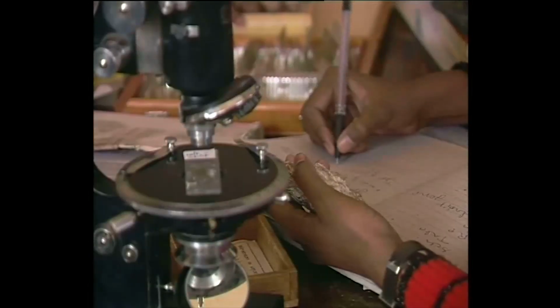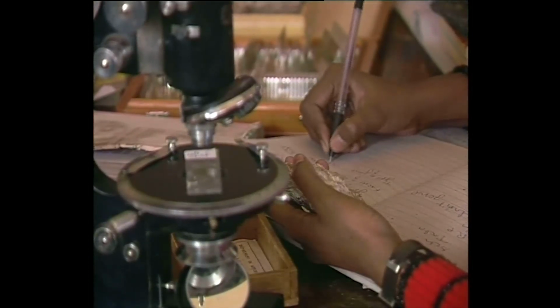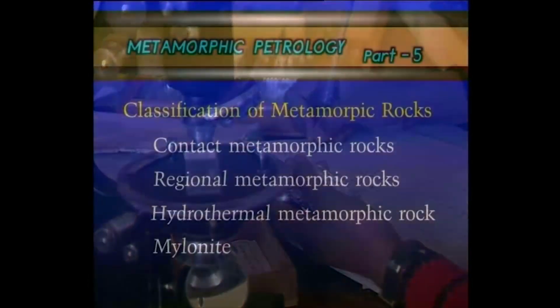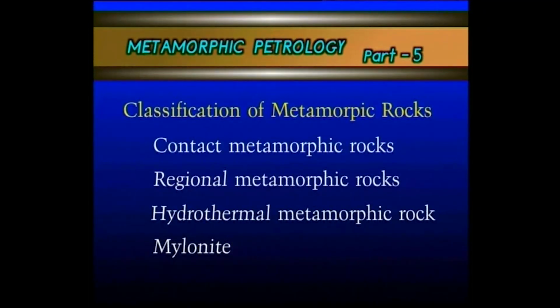Suppose we classify the metamorphic rocks on the basis of different types of metamorphism. We can classify the metamorphic rocks into 4 different types: contact metamorphism, regional metamorphism, hydrothermal metamorphism, and mylonites.